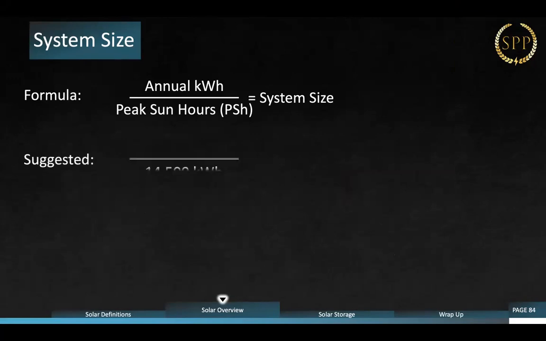So let's say we have a customer that uses 14,500 kilowatt hours. We're going to determine, based off the tilt, the azimuth, and the shading factors, that all of that is going to affect the peak sunlight hours. So in this case, the factor is going to be 1.7, which means that we need 8,529 watts. That's going to be the appropriate system size to get 100% of what the customer needs for their output for 14,500 kilowatt hours.